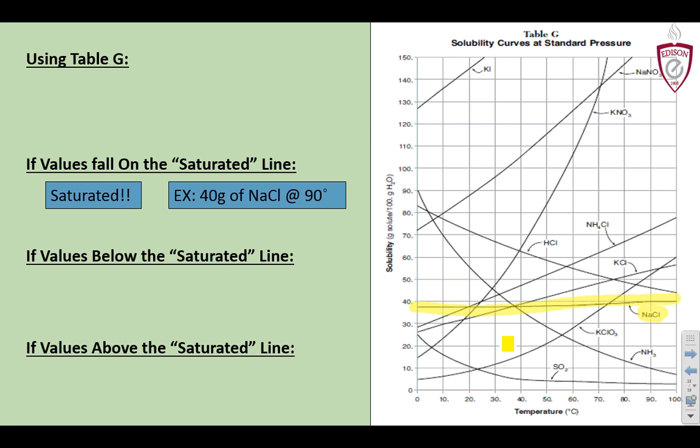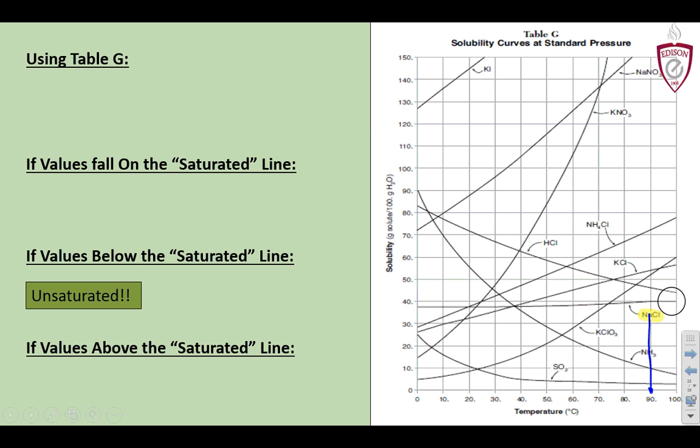So now let's find 90 degrees on the bottom. Grab a pen, blue. Find my 90 degrees, and it says 40 grams. Now 40 grams is on the left, so we're going to go up from 90 until we hit the 40. And notice, you are right on the line, about right on the line, so that's how I know I'm saturated. That is exactly right. It's saturated because I'm right on the line. That's all there is to it. Good. Next one.